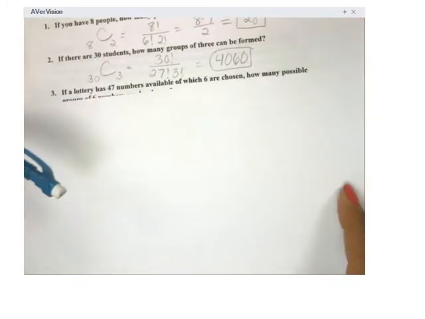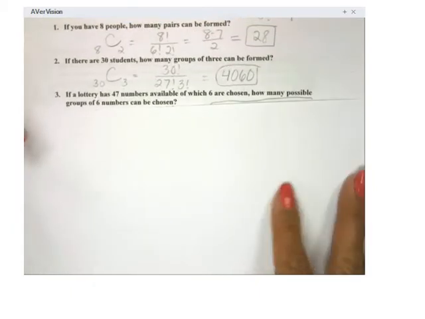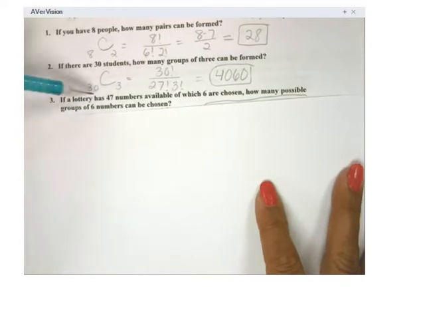Next one, we have lotto numbers. We have a lottery that has 47 little ping pong balls in the machine, and it's going to pull out 6 of them. And we want to know how many different possible groups of 6 can be chosen.